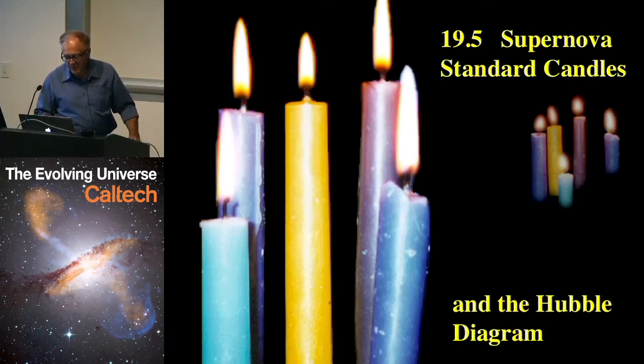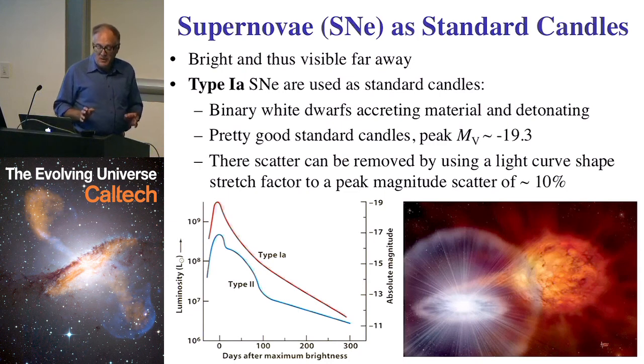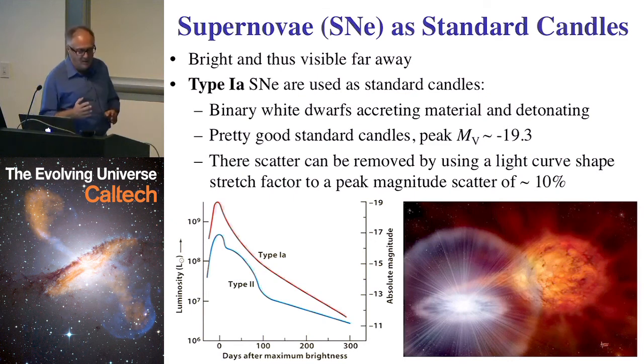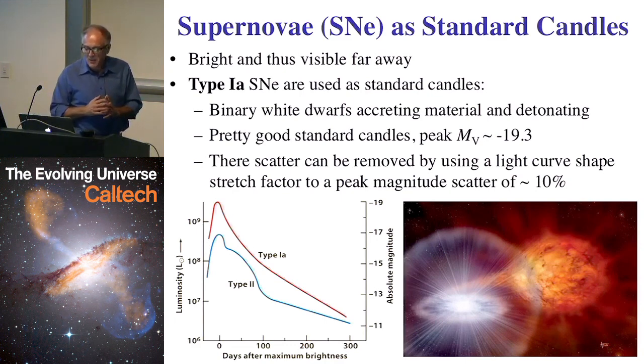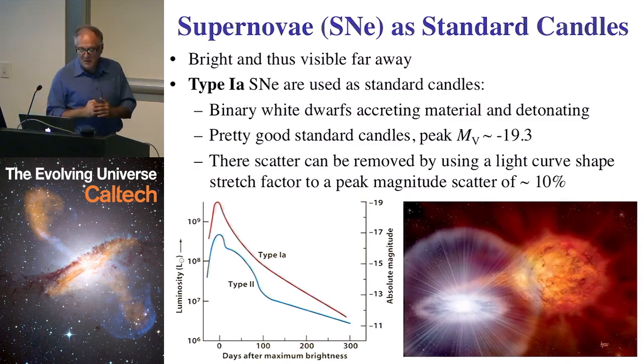Let's talk about supernovae as standard candles and how we use them in the Hubble diagram. Supernovae are bright. This is really what makes them useful for cosmological measurements. And you recall there are two types: type 1A, which are detonating white dwarfs, and type 2, which are thermonuclear bombs of massive stars. It turns out that those type 1A can be used as standard candles.